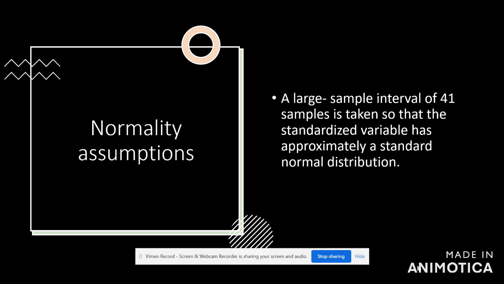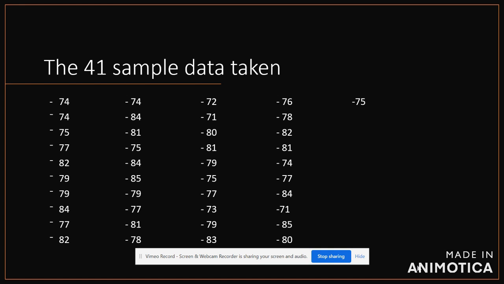For the normality assumptions, a large sample size of 41 is taken so that the standardized variable has approximately a standard normal distribution. These are the 41 sample data that were taken using the weighing scale.